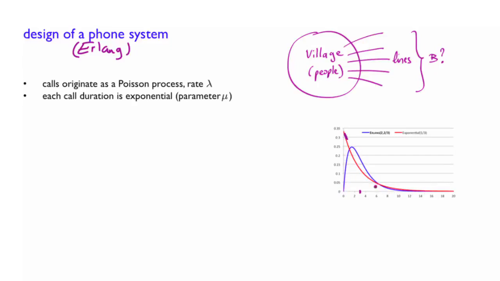This one is the Erlang of parameter 2 and 2/3. What it means is that it is the sum of two independent exponential random variables and each one of them of parameter 2/3. So the mean duration associated with this distribution is also 3 minutes. So this might fit better some practical situation, but here we will keep the simple assumption associated with an exponential distribution. Alright, so let's try now to come up with a model so that we can decide how many lines B we want to set up.